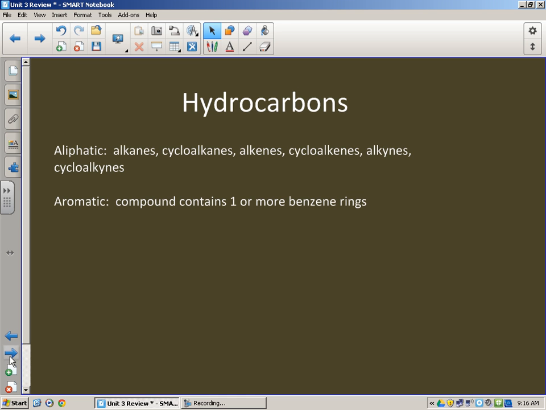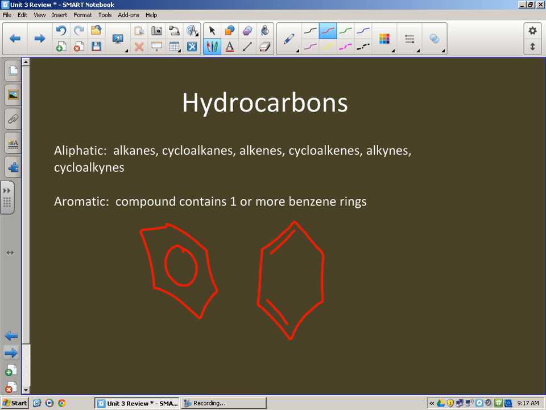Hydrocarbons are next. Aliphatic. So aliphatic hydrocarbons are things like alkanes, cycloalkanes, alkenes, alkynes, cycloalkenes, cycloalkynes. Aromatic, of course, has to contain 1 or more benzene rings. And don't forget the benzene rings, of course, look something like this here, right? And they got that circle in there, basically meaning you will see sometimes it's written like this here, alternating double bonds there.